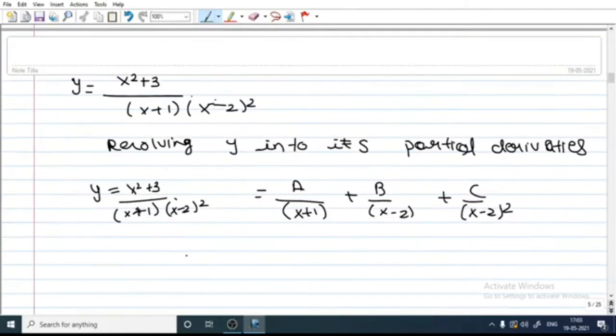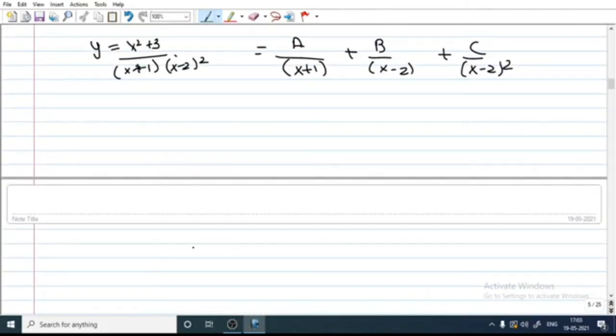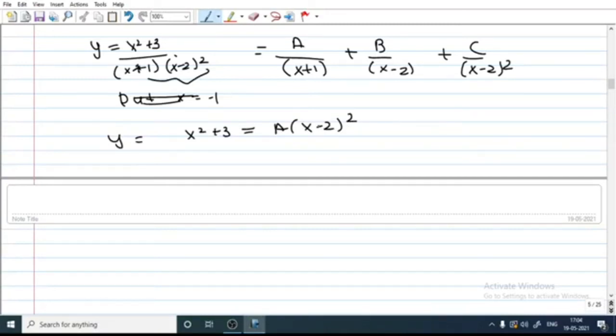Now what we can do, we have to just put the values and check it out. So put x equals to minus 1 for the moment. Let me cross multiply throughout by this. So y equals to what we are getting, x square plus 3. Here we will have a into x minus 2 the whole square, b into x minus 2 into x plus 1, and c into x plus 1.